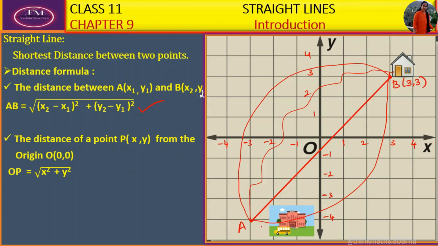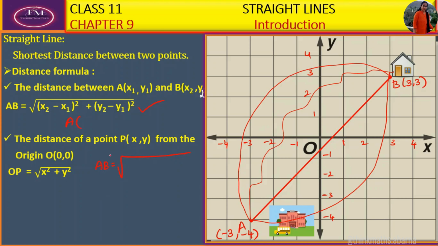What about A? The point A in the x-axis is minus 3, and in the y-axis it is minus 4. So these are the coordinates of A and B. Now we can find the distance between A and B. AB is nothing but the square root of x2 minus x1. So what is A?